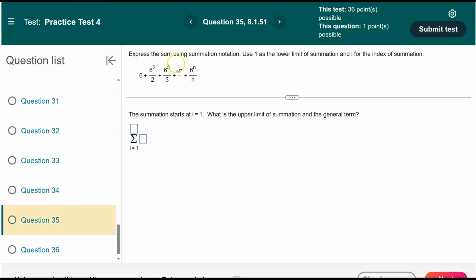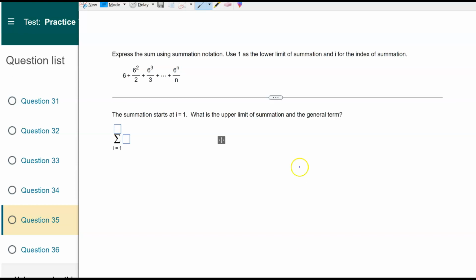Now another one, we are to express this sum here using summation notation. Use 1 as the lower limit of summation and i for the index of summation. So to do this, you just look at what is constant and write that as the number, and what is also changing. Now here, notice that 6 is constant and the denominator here is changing. You could think of 6 as 6 over 1. So with that, we can just write this as 6 raised to i, over i.